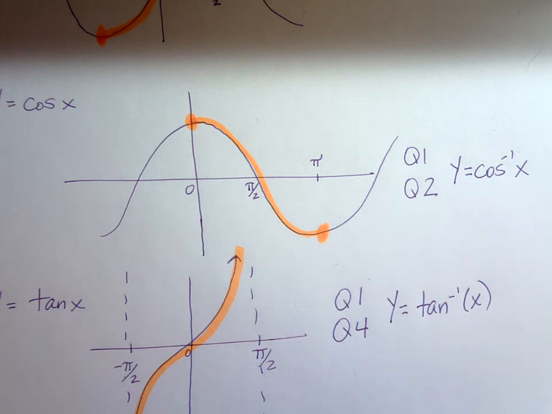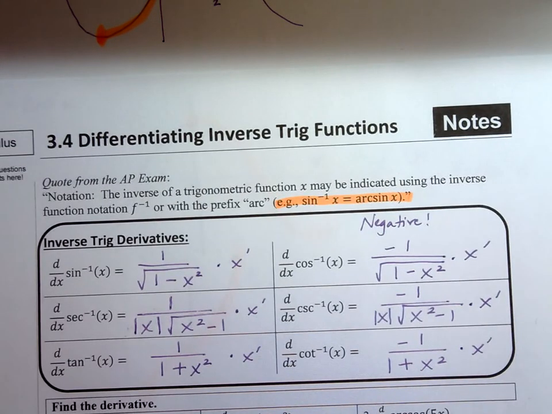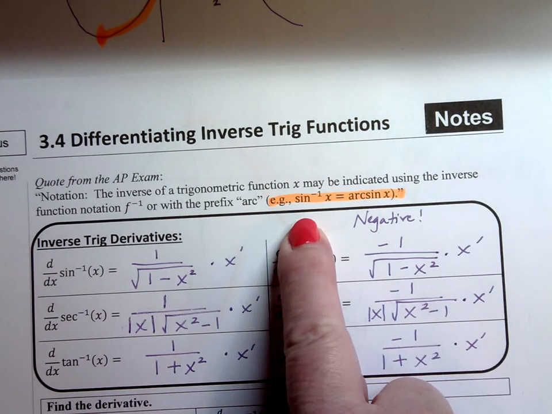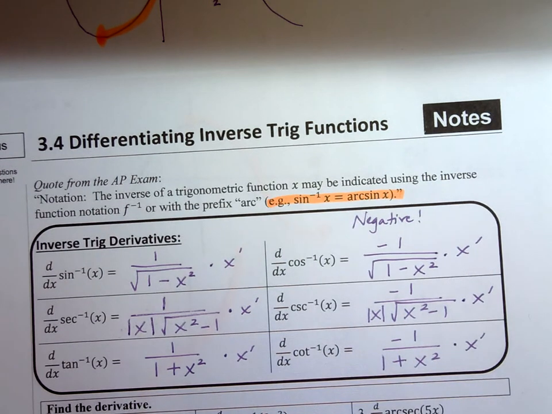All right, I'm going to try to quickly explain our notes a little bit, clear them up a little bit. Hopefully you had time to put these on your card. Remember that if it's sine to the negative 1, that negative 1 notation is the same thing as if it were called the arc sine. They mean the same thing. So sometimes they're going to tell you arc sine, sometimes they're going to tell you sine to the negative 1, but either way they're looking for the inverse of the sine function.